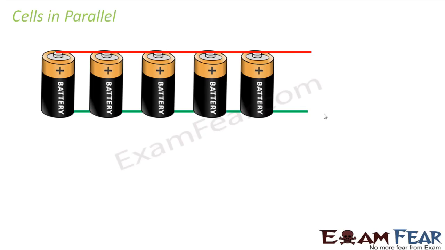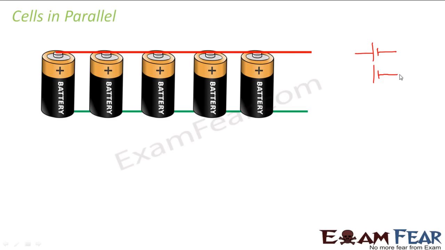When I talk about parallel combination, as is quite obvious, it means that all the positive terminals of the batteries or cells will be connected together and all the negative terminals will be connected together. So that is known as a parallel combination, such that the voltage or the potential difference across each cell is the same. As you can see here, all the positive terminals are connected together and all the negative terminals are connected together. Schematically, you can draw it like this.